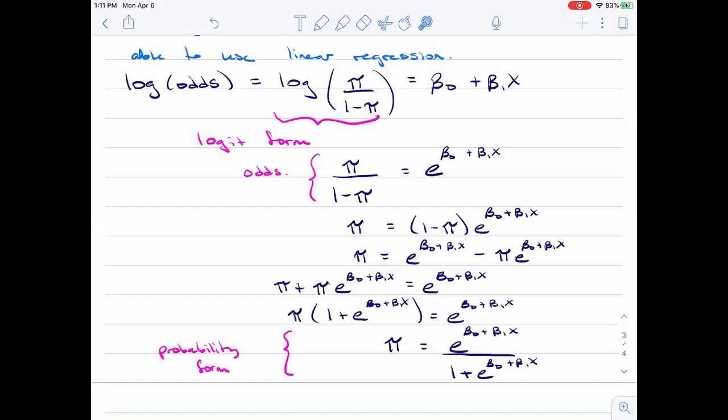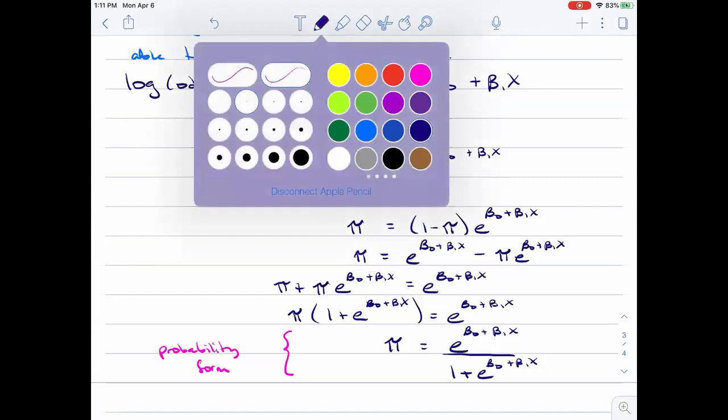So these beta naught, beta 1, these will be estimates from your regression, but beta naught and beta 1 will come from the logit form, and so you're going to be taking the logit or the log odds as your response, and then you model it against X, and that's how you're going to find these estimates for beta naught and beta 1.